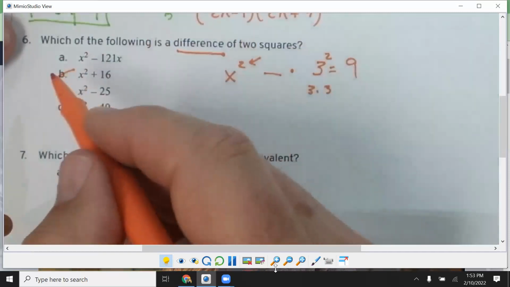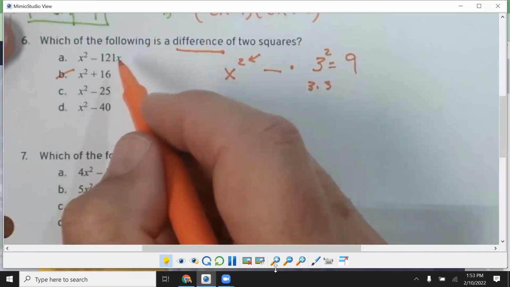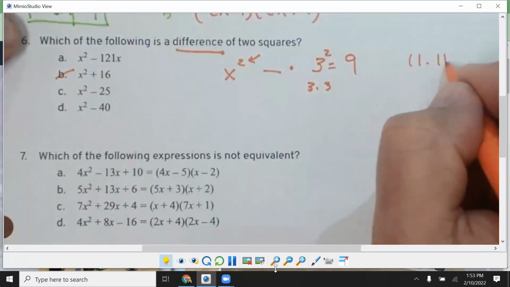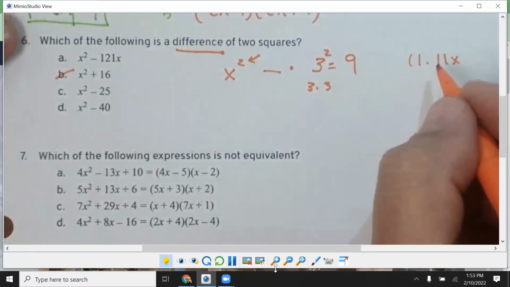So let's look at A. Some people think A is it, but the problem with A is 11 times 11 is 121, but there's an x there. It's like saying you have 11 times 11x, and you can't do it. That's not the exact same thing, and that's not going to work.